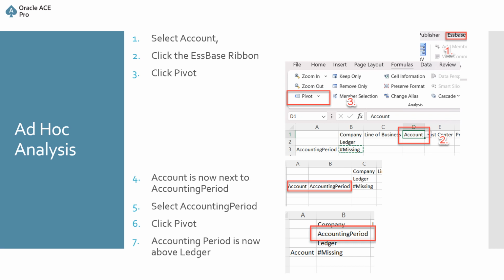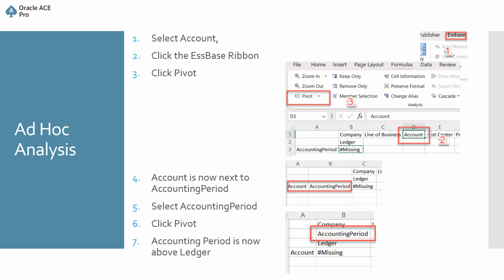So what I will usually do when I start my ad hoc analysis, I will click on the account. Account is a required segment in your chart of accounts. You have to have a natural account segment. It is typically called account. I will click on the Essbase ribbon, and then I will click on pivot. And what that will do is move the account out to the outside of my rows in my analysis. So you can see it looks like on the screen.